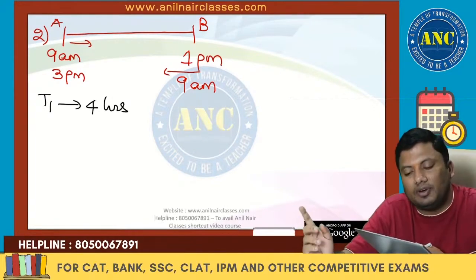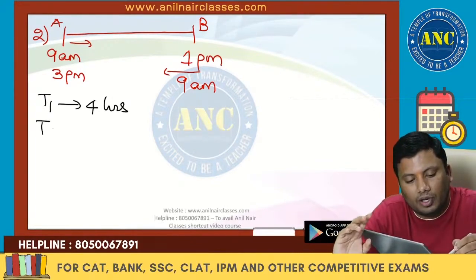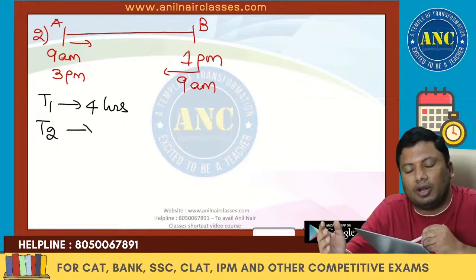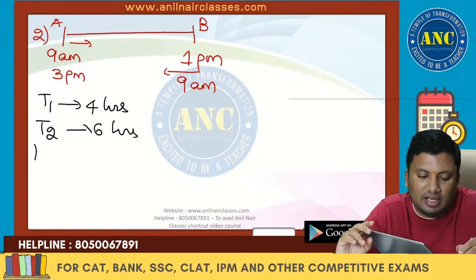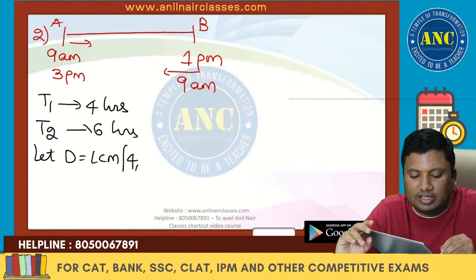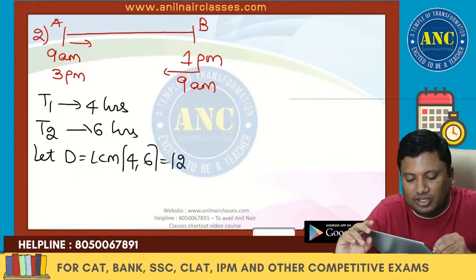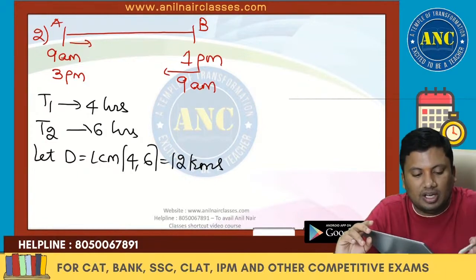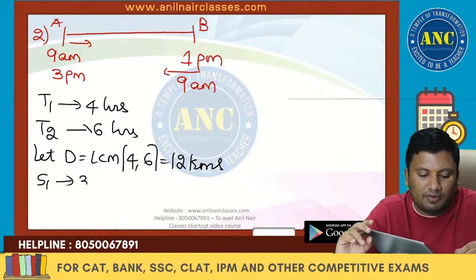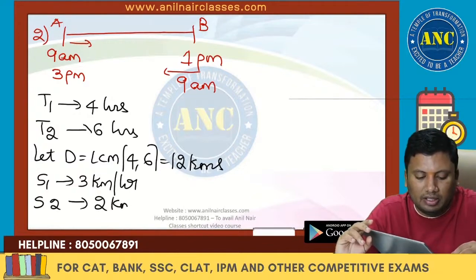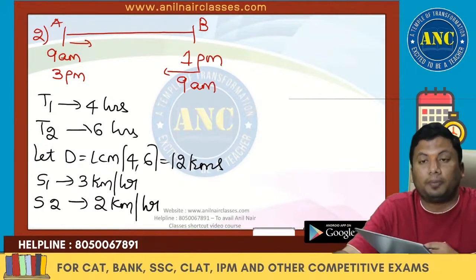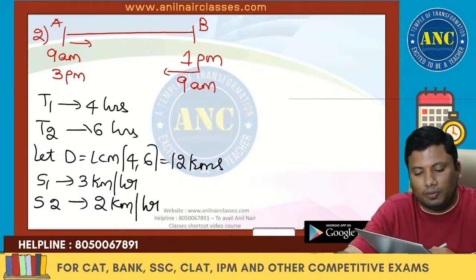9 to 12, 3 hours. 12 to 1, 1 hour. T2 is 9 to 12, 3 hours. 12 to 3, 3 hours. 6 hours. Distance is constant. Let D equivalent to LCM of 4 and 6, which is 12 kilometers. S1 will become 3 kilometers per hour. S2 will become 2 kilometers per hour.